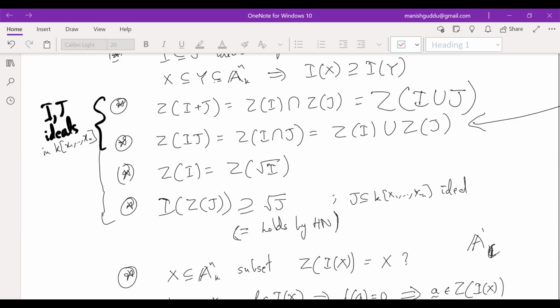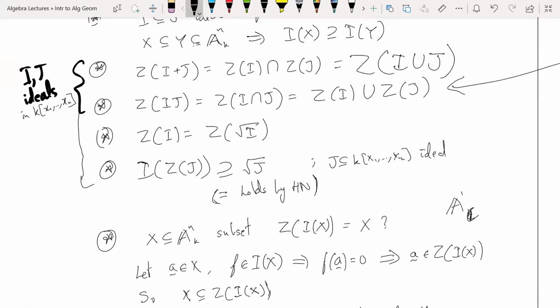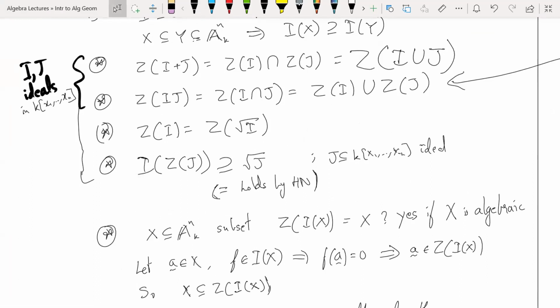Since the left hand side has to be an algebraic set, the only way this equality can possibly hold is when X is an algebraic set. Otherwise it can't hold. Right, so let's just see this. So we have to prove this equality.